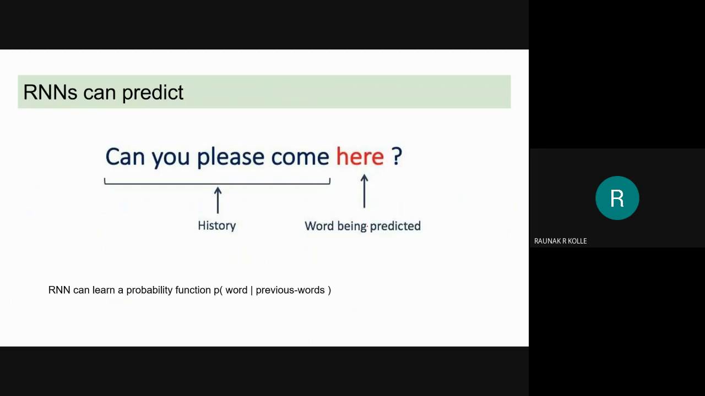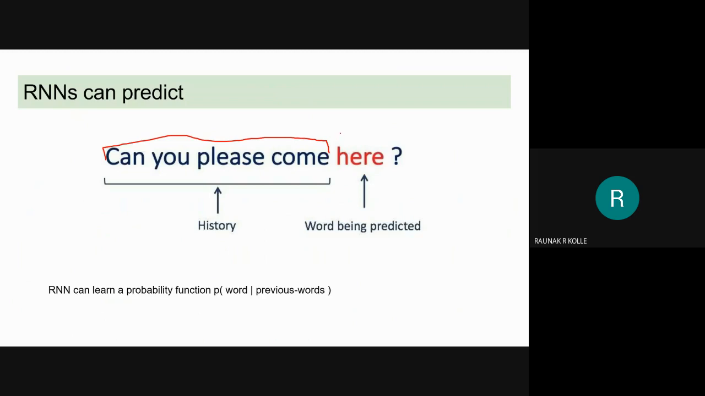We have been discussing about how the previous inputs can determine the next input. Rather, the output of the previous inputs can determine the next input. When we have the history of the words, in this case, can you please come, the next word predicted can be here, there, and so on. But the most common occurrence after the history of the words can you please come is here. So that is the first word that has to be predicted.